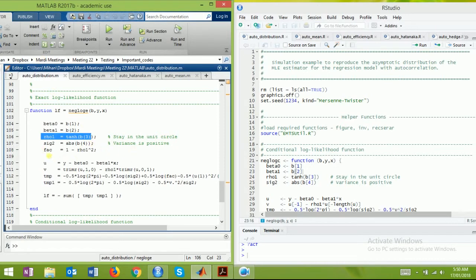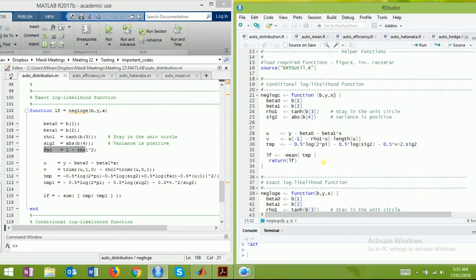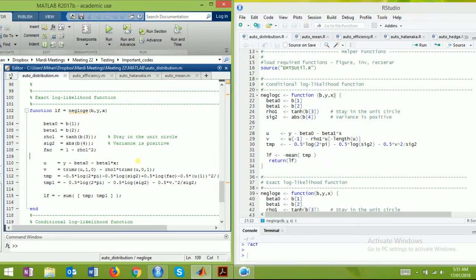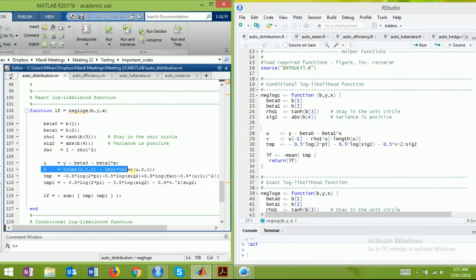Sigma square is the absolute value of beta 4, and 1 minus rho square is the factor, probably. Yes, so u is equal to y minus beta naught minus beta 1 x, fine. Then v is equal to u from 1, minus rho times u lagged by one. We know why we do u_t minus rho u_{t-1}. Very simple. How do we do it?